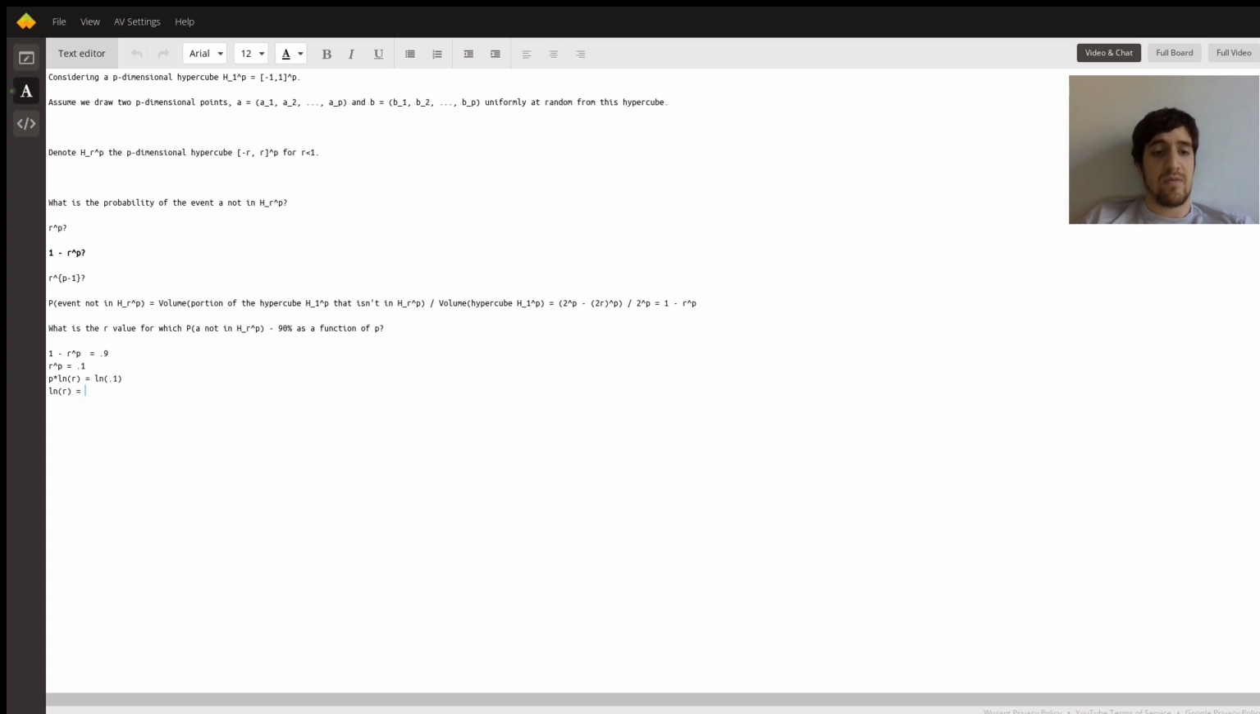The natural log of r is equal to 1 over p times the natural log of 0.1. And finally, r is equal to e to the (1 over p times the natural log of 0.1), which we can rewrite as e to the (natural log of 0.1 times 1 over p), which itself is equal to 0.1 to the 1 over p. So that's the answer. The answer is 0.1 to the 1 over p. I hope that helps.